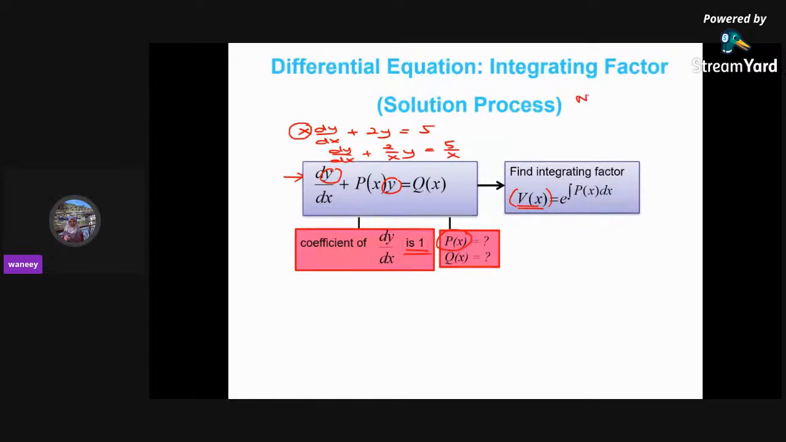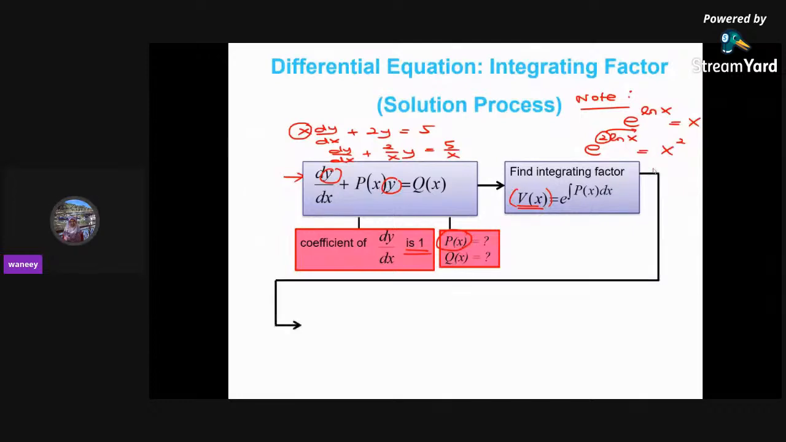So do take note that if you have e to the power of ln x, this is actually equal to x. And if you have e to the power of 2 ln x, this is actually equal to x squared, because we bring the 2 up. So it will become x squared. So be extra careful.